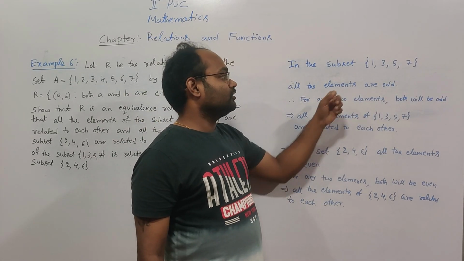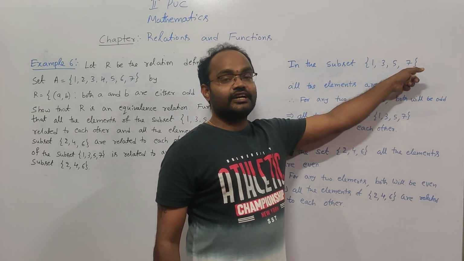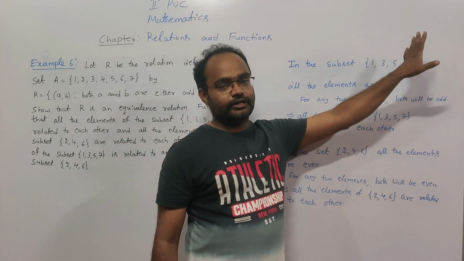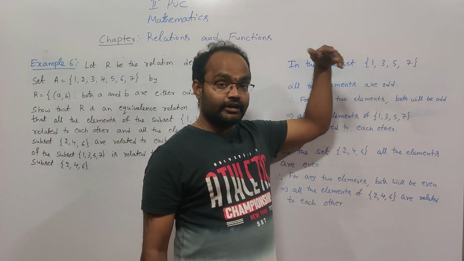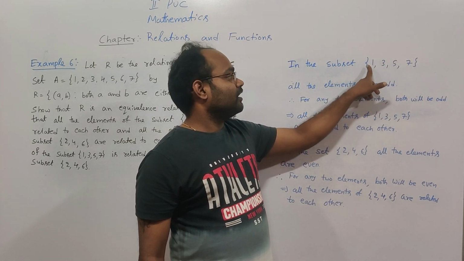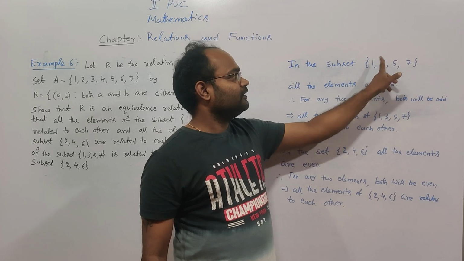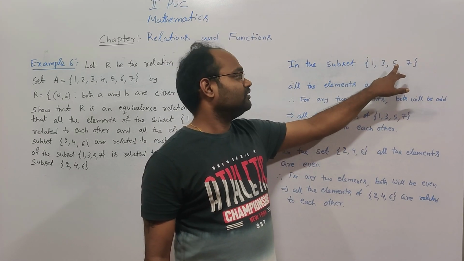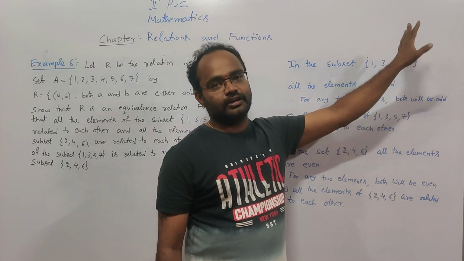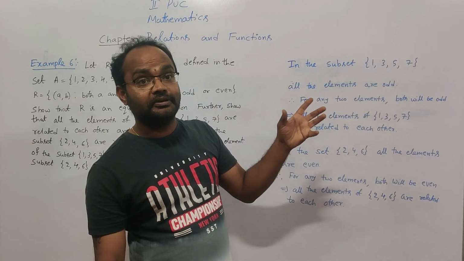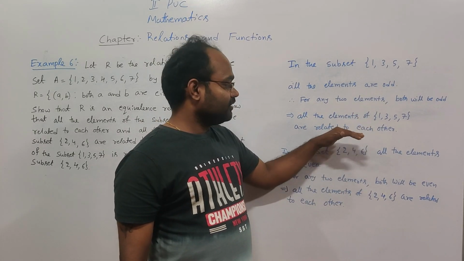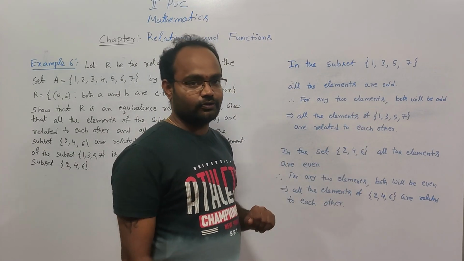So that means what? Every element in this set, 1 is related to 3, 1 will be related to 5, 1 will be related to 7, 3 will be related to 1, 3 will be related to 5, 3 will be related to 7. So every element will be related to each other in this set. The similar case for the second set also.